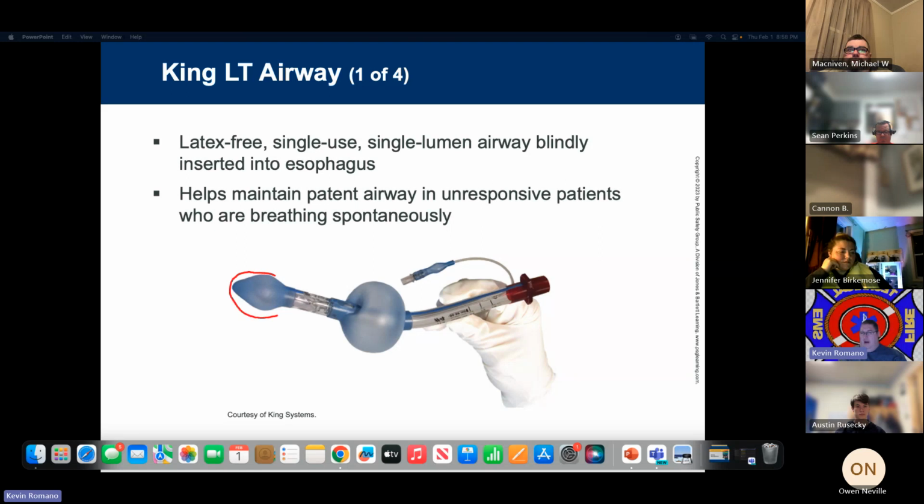This part here goes into the esophagus. This part here inflates in the oropharynx, blocking the esophagus, blocking the upper part of the oropharynx. You ventilate through here, and air comes out here, oxygen. In theory, this pushes it through the glottic opening, which should be sitting right about there. Right?